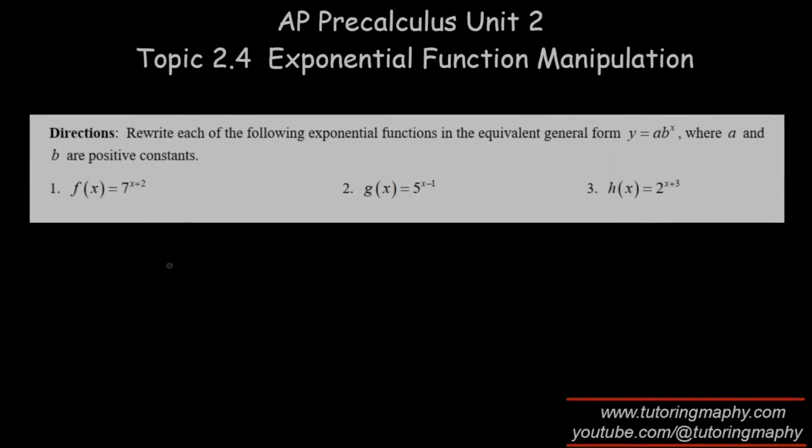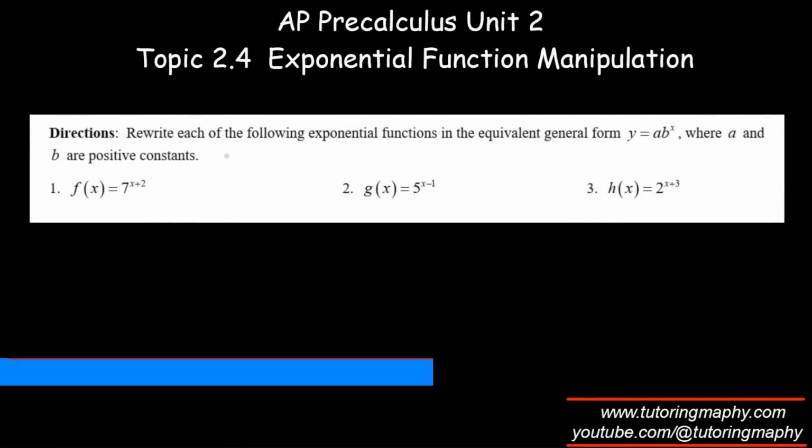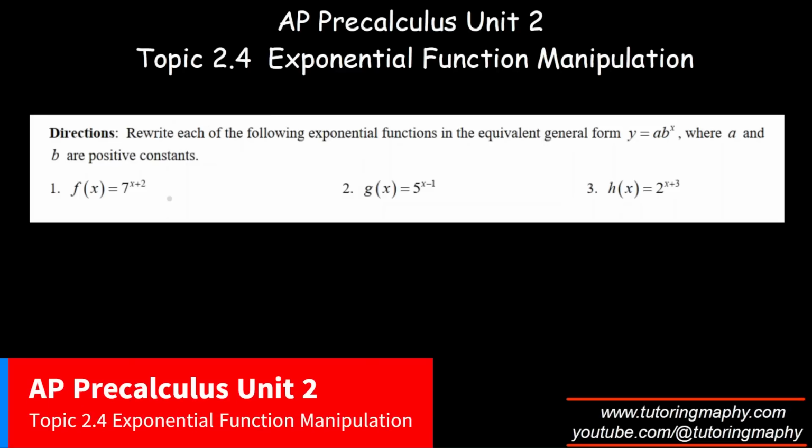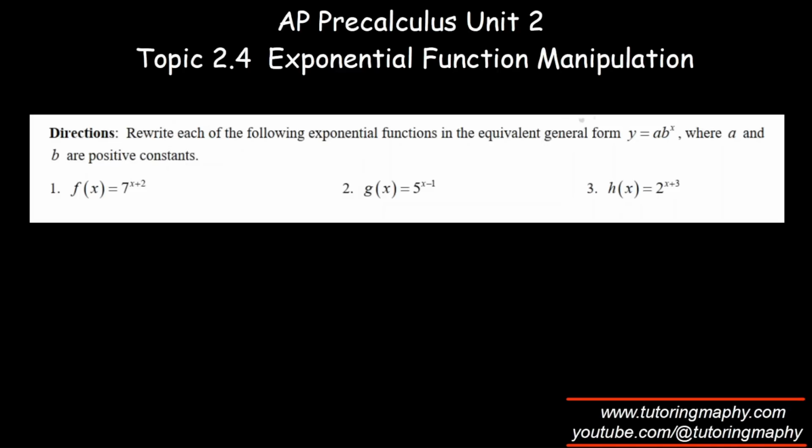Right, 2.4 talks about exponential function manipulation. So this is more about properties of exponents actually. Rewrite each of the following in the form of a times b raised to x, where a and b are positive constants. So this is not a times b raised to x, right? Because we can still consider that a is 1, but it is b raised to x plus something, which we do not want. We just want b to have only x on the top.